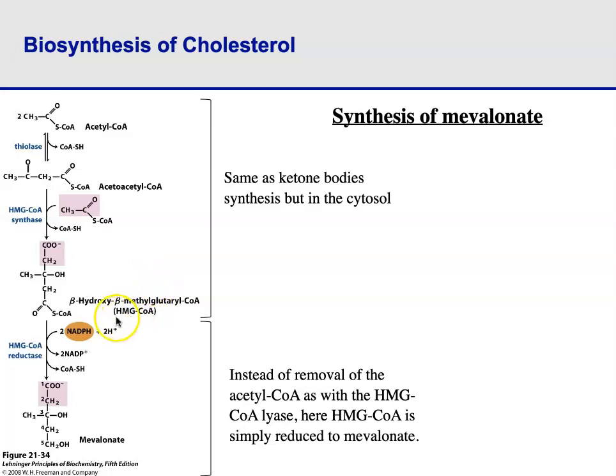However, from here on, things are different. Instead of removal of the acetyl-CoA from HMG-CoA and the formation of acetoacetate, which is, I guess, the first one of the ketone bodies, we reduce HMG-CoA to mevalonate. So, first stage completed, we have mevalonate.